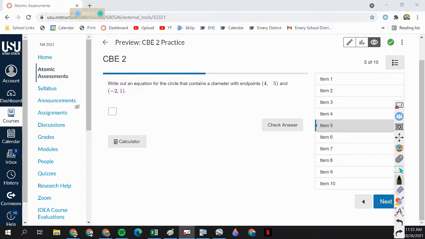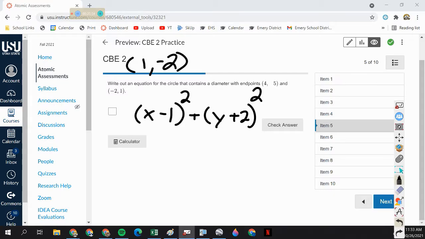Okay. So I know the endpoints are (4, -5) and (2, -1). So my center would be the average of the x's. So 4 minus 2 is 2, divided by 2 is 1. Everybody understand that? Add the x's together, divide by 2. And then the average of the y's, 1 minus 5 is -4. -4 divided by 2 is -2. So my equation is (x minus 1) squared plus (y plus 2) squared, and then I just need to figure out what is r squared.